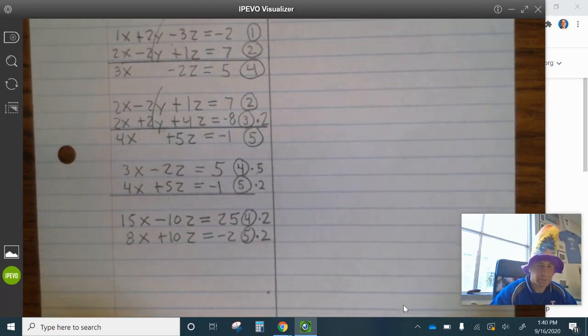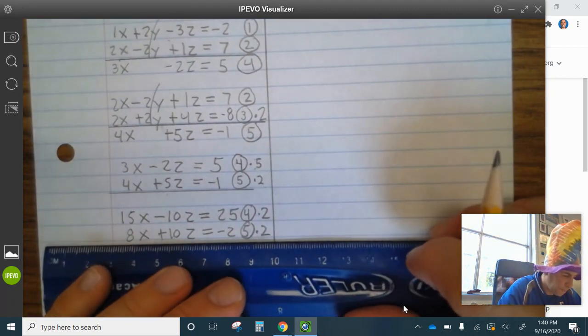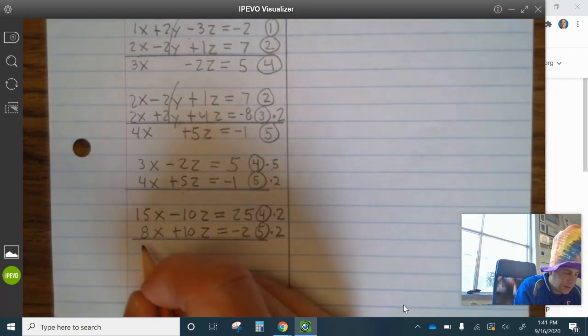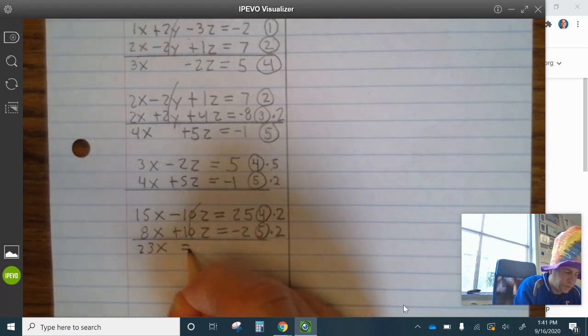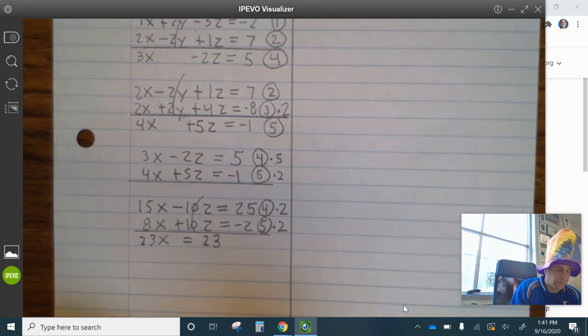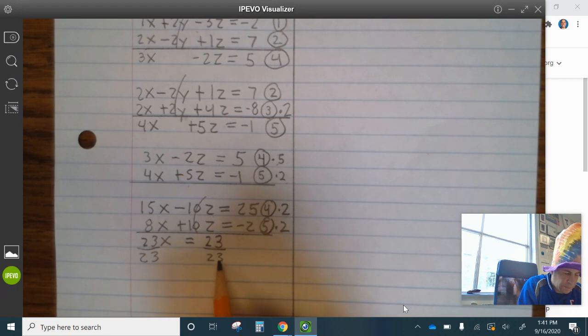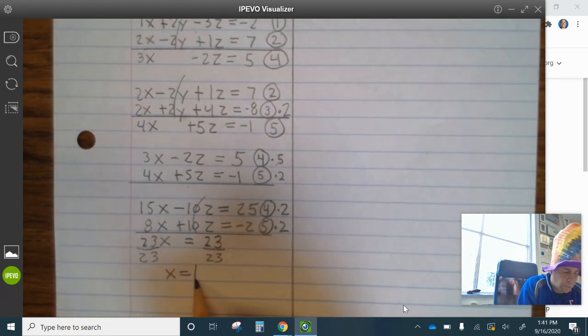Now, 15x and 8x is 23x. The z's cancel, equals 23. We're going to divide both sides by 23. So x equals 1.